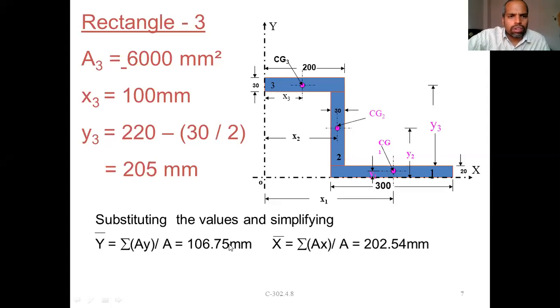Right. So you got the y bar and x bar values. x bar is 202.54, which means from here it is beyond this point, and similarly y bar is 106.75. This 106 means it is somewhere around half the distance. Out of 220, 106 is a little bit just below the middle, because the area is more here and lesser here.